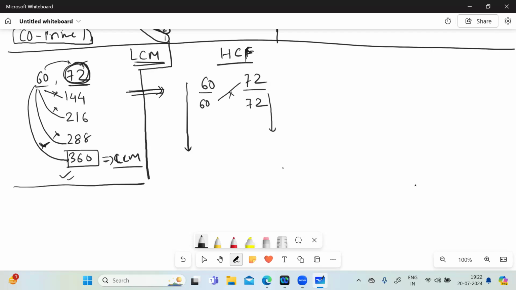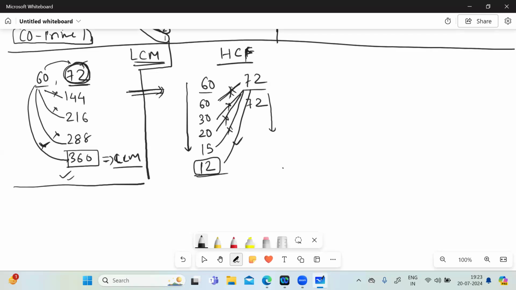So we will not check for 72, we'll just check for 60. The first factor of 60 is 60 only, and 60 doesn't divide 72. The second highest factor of 60 is 30, and 30 doesn't divide 72. Then I have 20. 20 also doesn't divide 72. Then I have 15. It also doesn't divide 72. Then I have 12. The moment I got 12, I found that 12 divides 72.